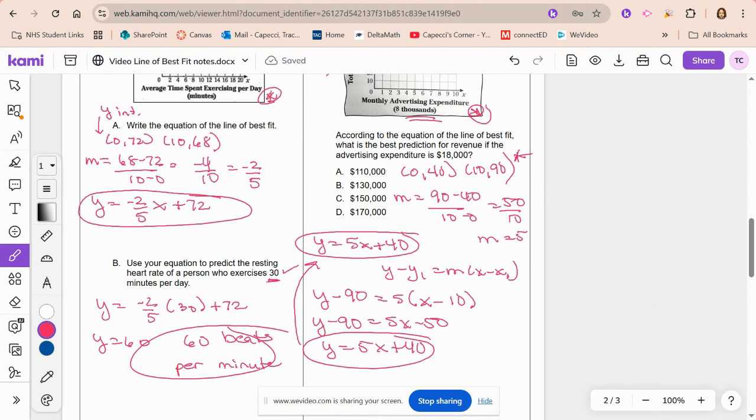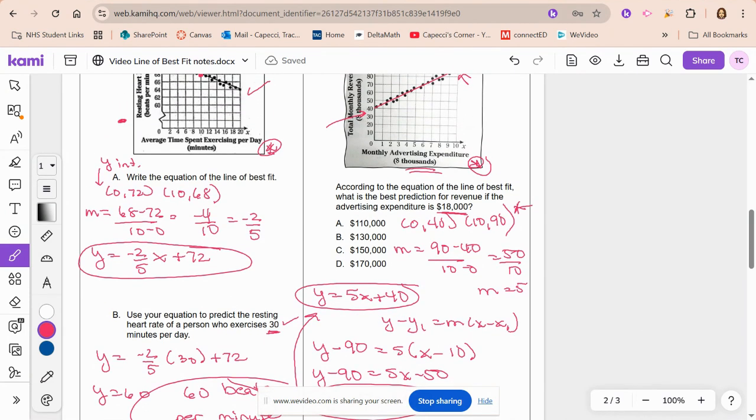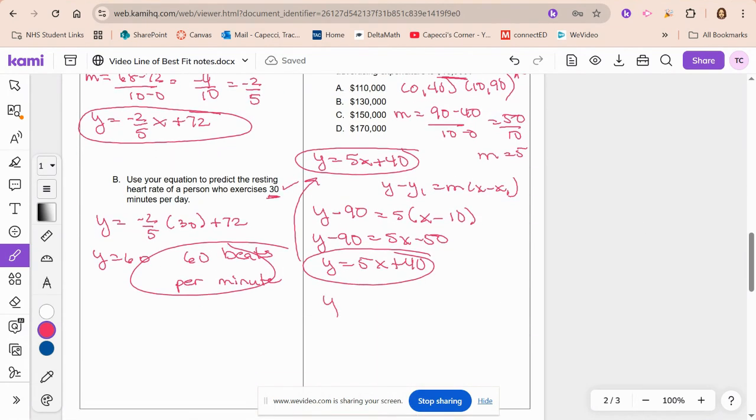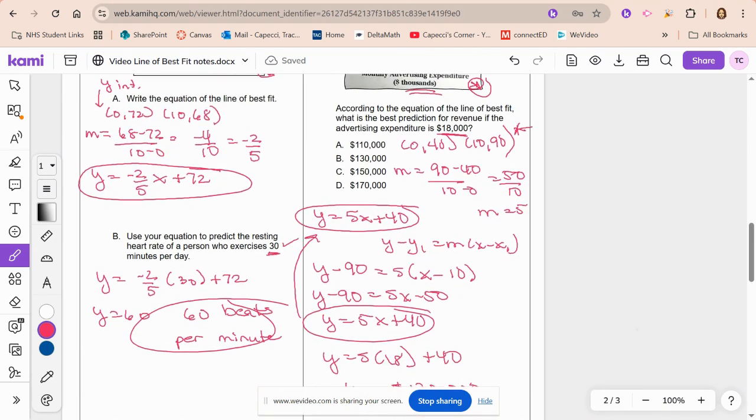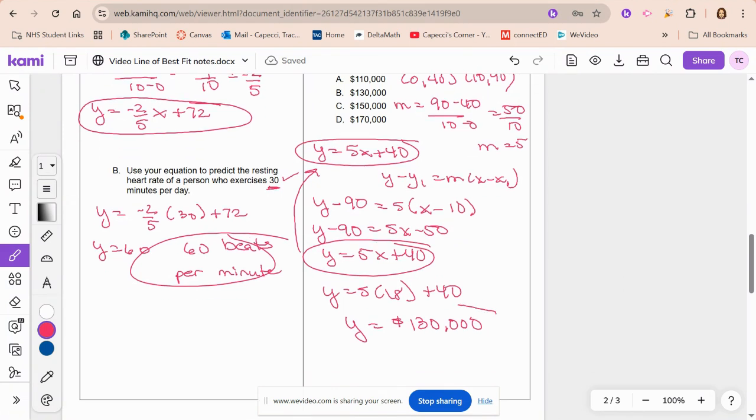We're trying to estimate the best prediction of revenue. They give me my advertising expenditure. That's my x. Remember, it's in thousands, so I'm not going to substitute 18,000, I'm just going to substitute 18. So y is equal to 5 times 18 plus 40. So y is equal to 130, which is $130,000 in revenue if the advertising expenditure is $18,000.